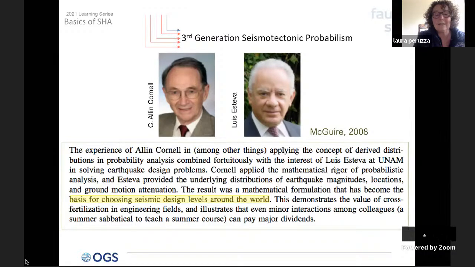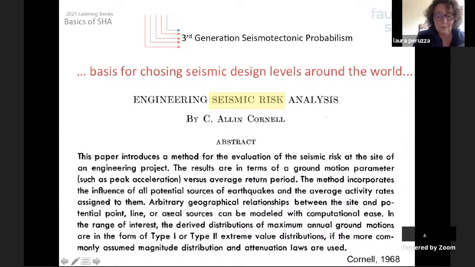The word "enlightened" here, basis for choosing the seismic design level around the world, is very, very important in my opinion, because it explains the reason why the paper of Allin Cornell, that we often quote and reference in our papers, is a seismic risk analysis and not a seismic hazard analysis. As I was thinking at the beginning, by choosing a seismic design level around the world, you are fixing in some way the vulnerability and then the risk result you have. And this is the reason why the paper is titled in this way.